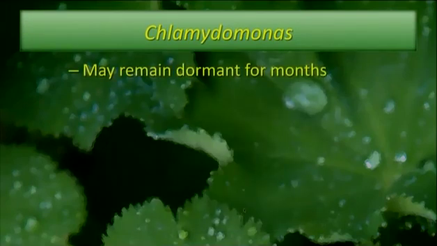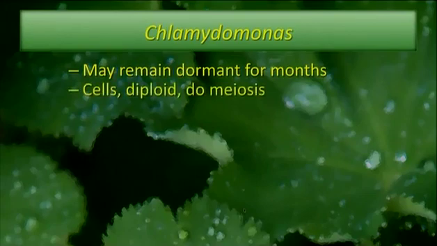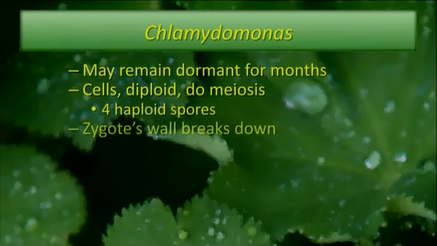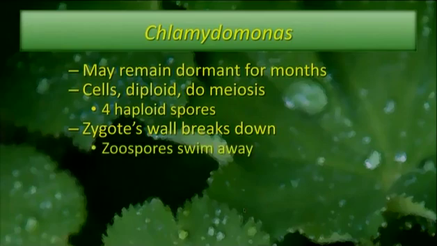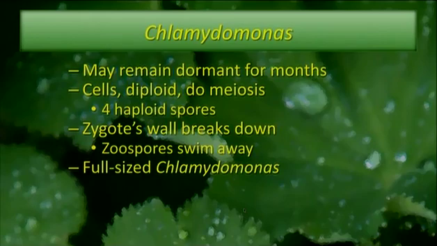Now the zygospore may remain dormant for a long time, for months. The diploid cells then do meiosis like we just showed you with that illustration. So you end up with 4 haploid spores. The zygote's wall breaks down, and these 4 haploid spores are zoospores. Zoospores are motile cells that don't fuse with other cells. The zoospores swim away, and then they grow to become full-size Chlamydomonas.